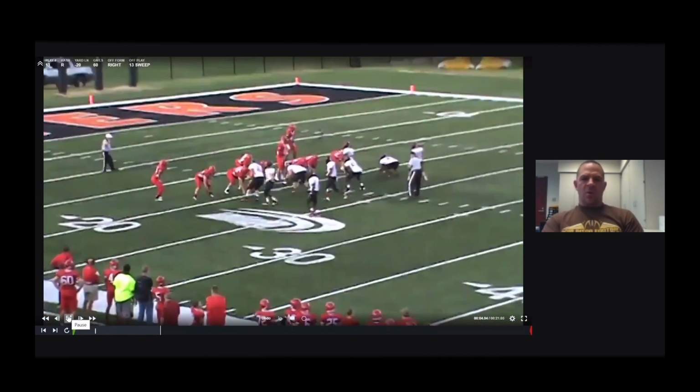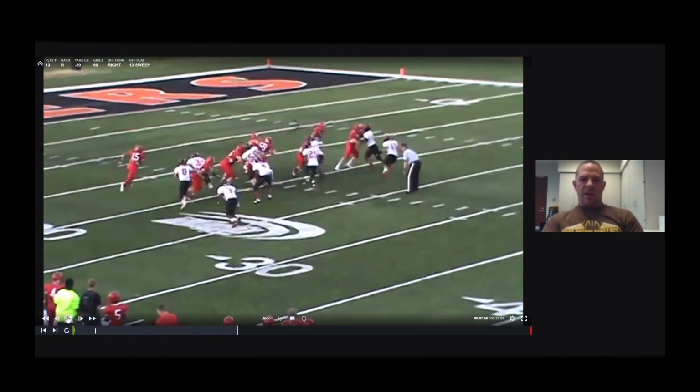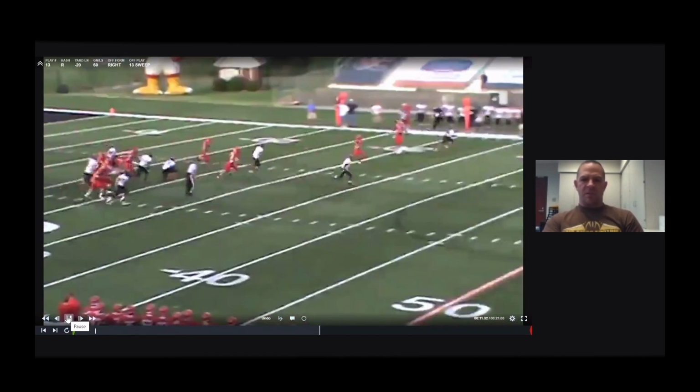All right, so now we've called right belly sweep. Well, right puts our strong guard to the right. Well, guess what? It works out perfectly because he's going to be the one that's pulling and leading the play. And our wing is obviously the designated ball carrier. Backfield action stays the same. Blocking rules stay the same for the offensive line.